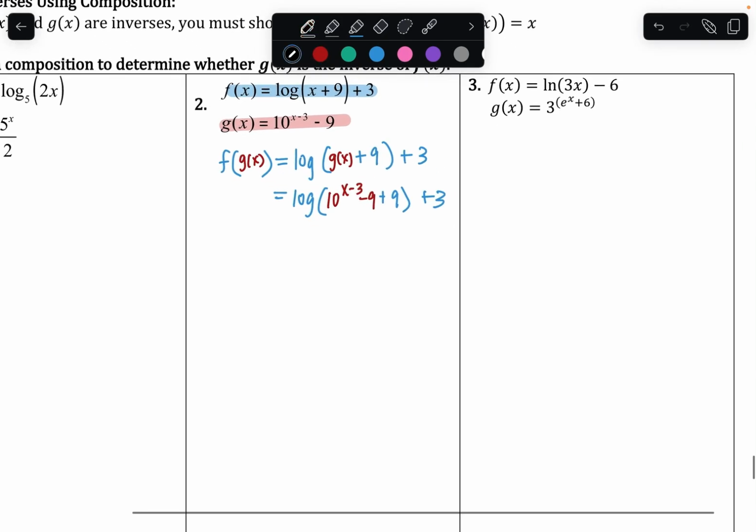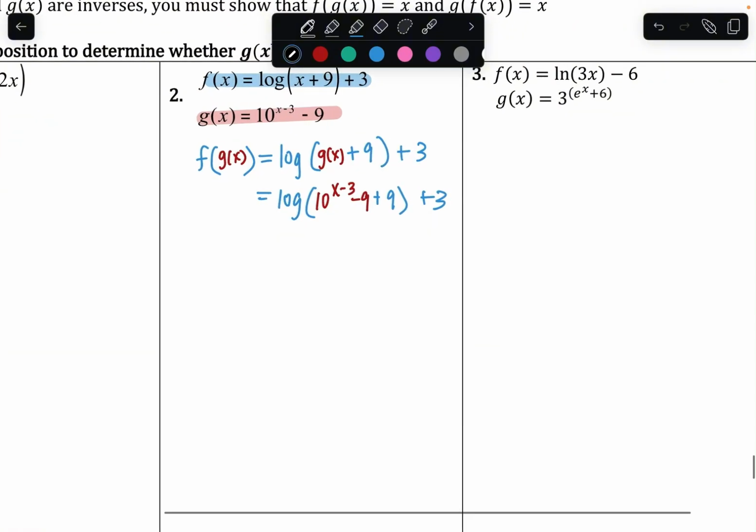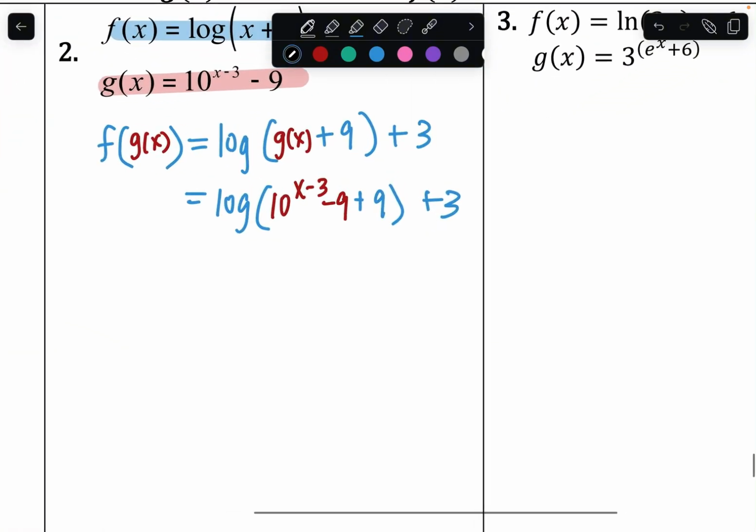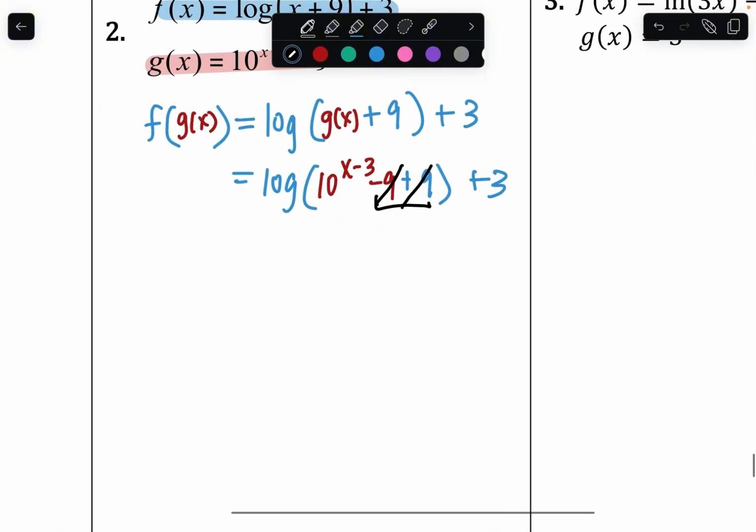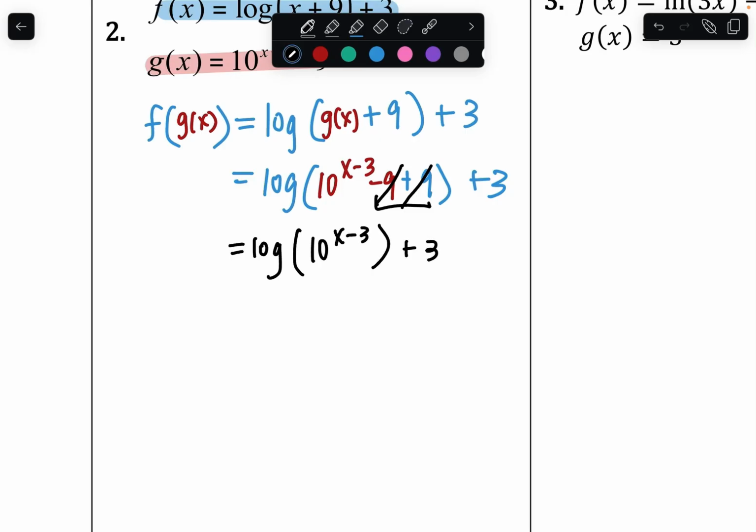Now I call it the cancellation game, but you only get one cancellation per step. So the only thing that cancels immediately are these 9s. Minus 9 plus 9 is 0. The 3's can't reach each other, and so that's the only move I have right now. So I have log 10 to the x minus 3, and then plus 3.